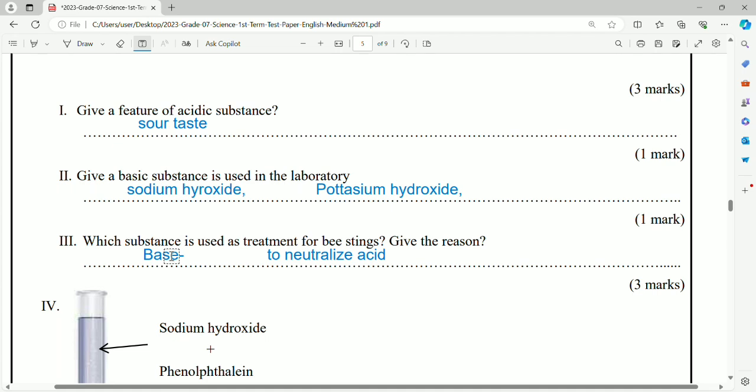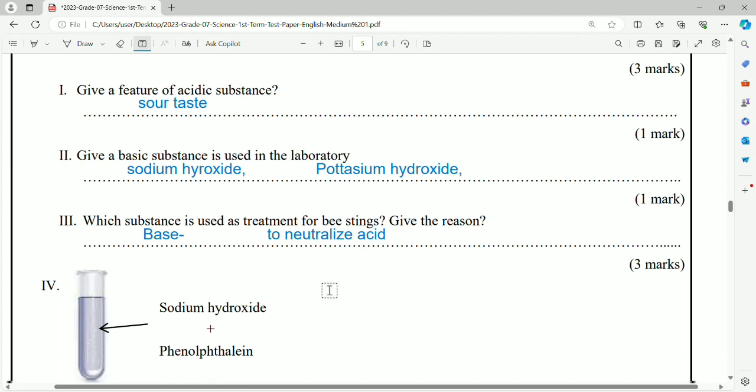If it is in order to remove the pain of a wasp sting, we have to apply tamarind acid. But for the bee, in order to remove the pain of bee stings, we have to apply lime water. So any base substance can neutralize the acids.